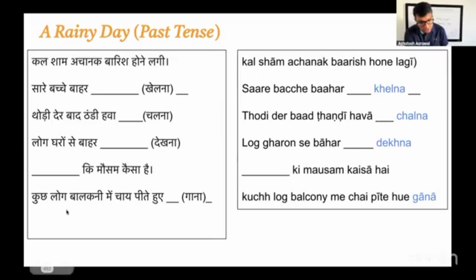Josh, you do the last one. कुछ लोग बालकनी में चाय पीते हुए गाना. Gana is your word. You have to, yeah. Trying to decipher the sentence. I understand it's going to turn to gane, and then lag. Kuch log me laga, gane laga. Kuch log is some people. Yes. Okay, so gane lag, gane lage.